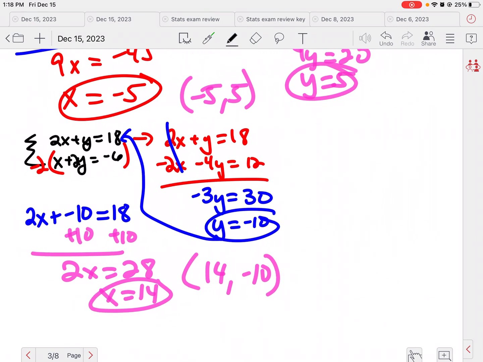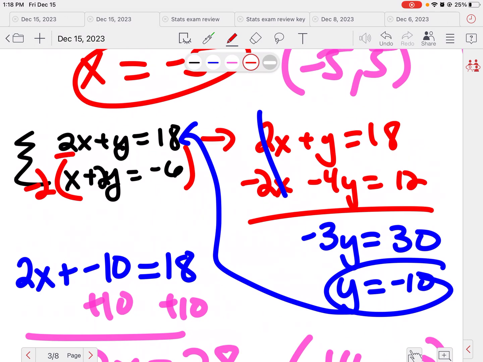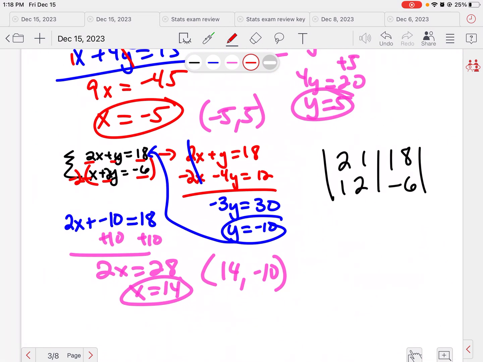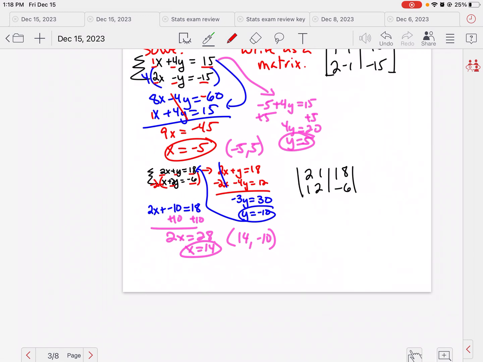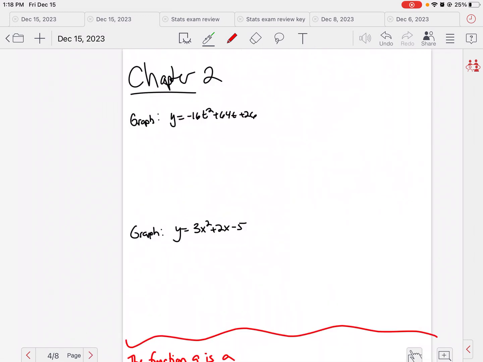And again, if it asked me to write this in matrix form, I would just have 2, 1, 1, 2, 18, negative 6. Again, whoops. When we're doing this, we're looking at the coefficients. 2, 1, 1, 2, 18, negative 6. Okay? And if you had to go backwards, you would just fill this in. You would be like, all right, take an x, take a y equals, take an x, take a y equals, right? And that would come up with this equation. All right. I think that's all for that one.